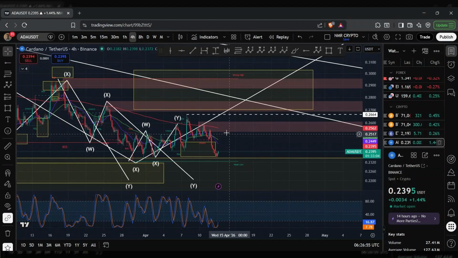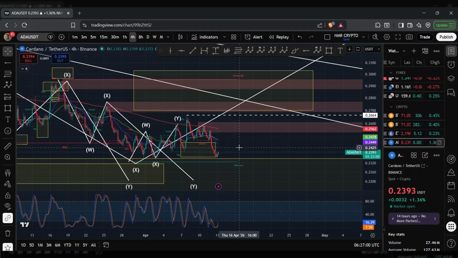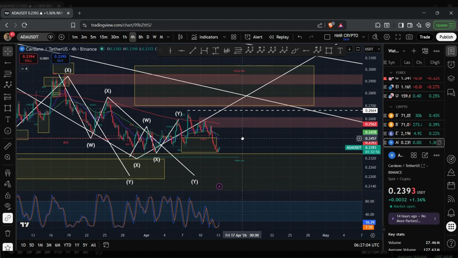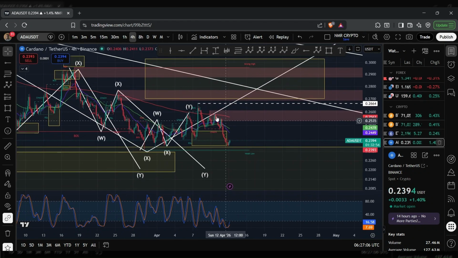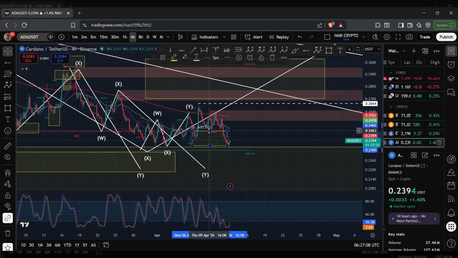So ADA currently finds itself on a downtrend following on from the previous update where I mentioned how there was a bullish case and a bearish case that was in play. And as it stands right now, it looks like we're bearish given the fact that we ended up exceeding this range between 23 cents to 24 cents.